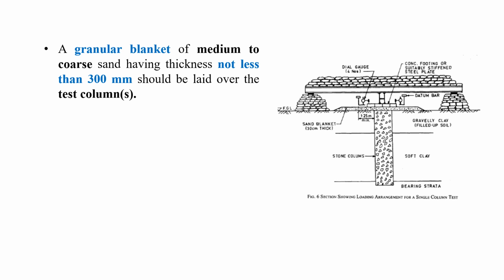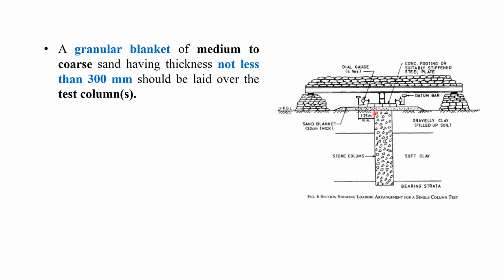Once we know the effective area, then what we have to do? We have to go for a granular blanket of medium to coarse sand having thickness not less than 300 millimeter, which should be laid over the test column. Suppose we are going for the single stone column test at the site. So in that case, what we have to do? We can see this is the granular blanket of 300 millimeter.